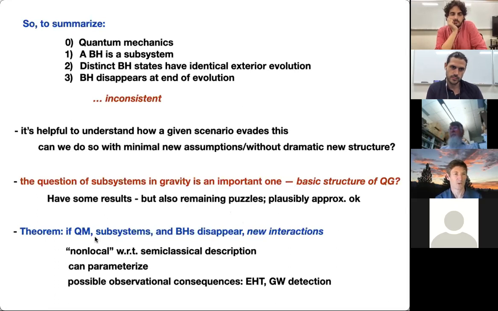And then finally, one way of organizing this theorem is to state that if quantum mechanics holds, if there are subsystems and if black holes disappear, then there must be new interactions which are non-local with respect to the semi-classical description, which we can make a principled parameterization of, and which lead to possible observational consequences. So I'll stop there and take questions.